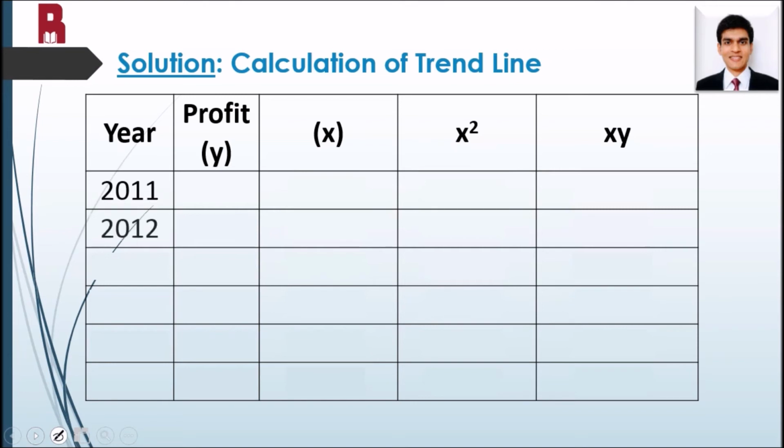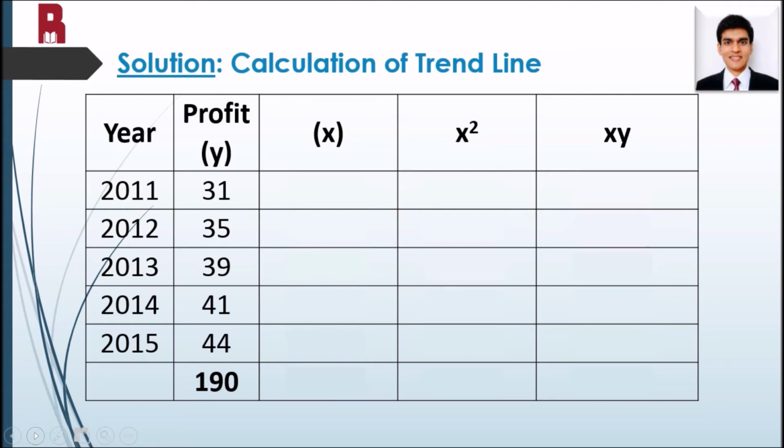In this problem, the years were from 2011 to 2015. Let us write the corresponding profit for those years. Okay, let us take now the total of the profit column, that comes to 190. Now the x column is nothing but from 1 to 5, that is the number of years in our question. From 2011 to 2015 we have 5 years, so we will write x as 1, 2, 3, 4 and 5. Taking the total of the x column, we have 15.